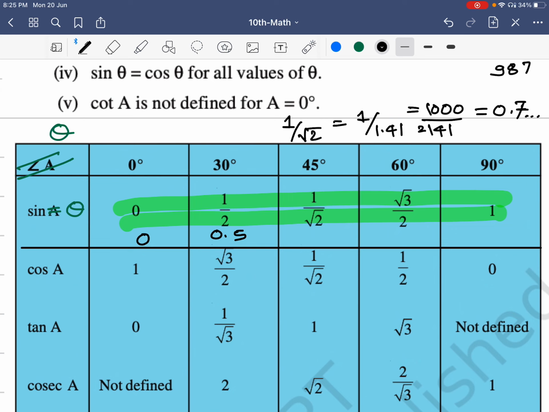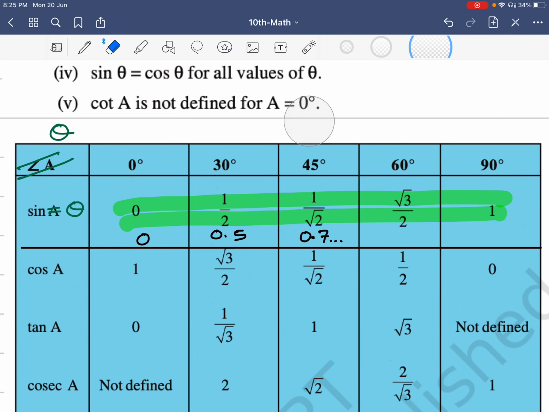You can do the actual division and find the value, but nevertheless, this was 0.5 and this has come to be 0.7, so it's still increasing. I'm going to make a note here: it's 0.7 dot dot dot. So it's still increasing. Now let's come to the next value. First, let's get rid of this.